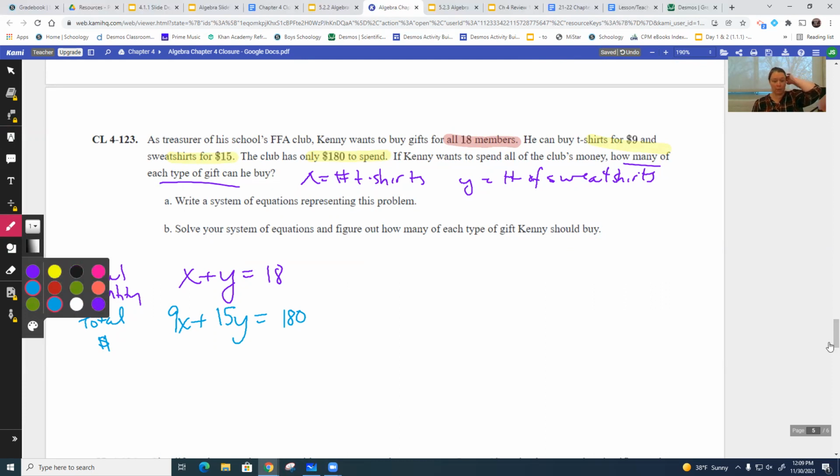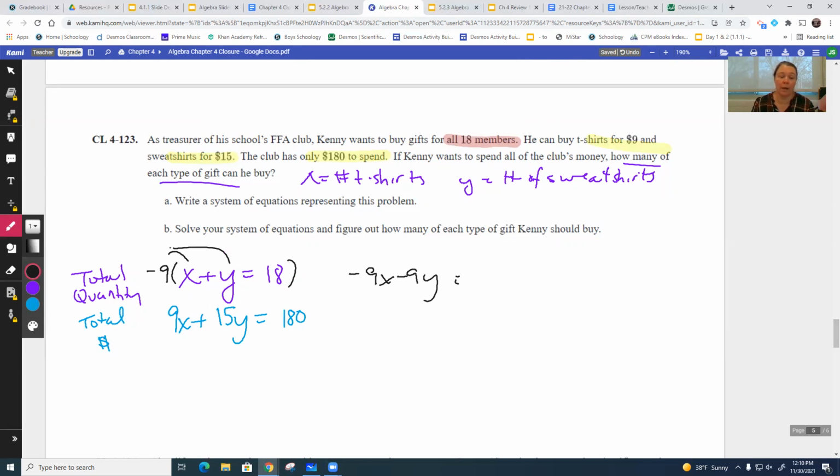Because I don't have an equation all set up to solve for X or Y, I think I'm going to use elimination, and I'm going to eliminate the X's. So I want to create the zero pair or opposites in front of the X's. I would like this to be a -9. So I'm going to multiply the whole equation by -9. So this would be -9X, this would be -9Y, and then -9 times 18, which would be -162. Is that right? Am I multiplying correctly? Yes. All right, then this one I'm going to leave the same.